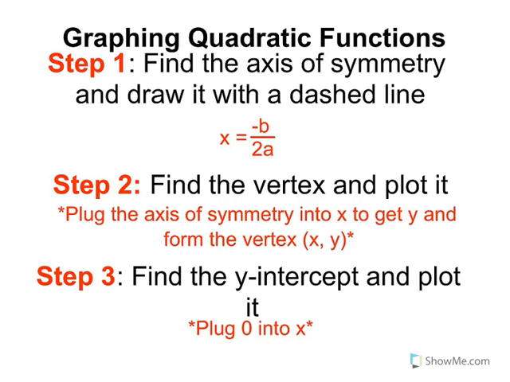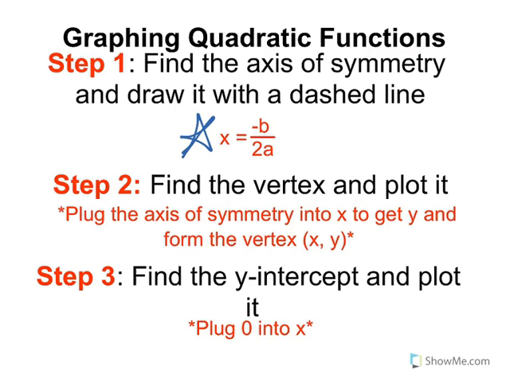So these are our steps that we're going to use to graph these quadratic functions that are in standard form. Make sure you write these in your notebook. If you need to pause the video for more time, you can do that. Our first step is to find the axis of symmetry. To find the axis of symmetry when it's in standard form, we use x equals negative b divided by 2a. And then we draw a dashed line on our graph.